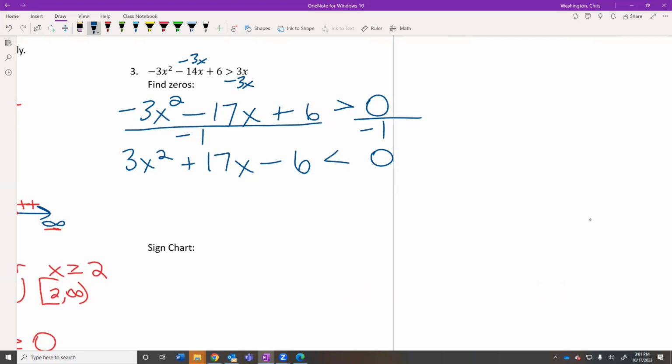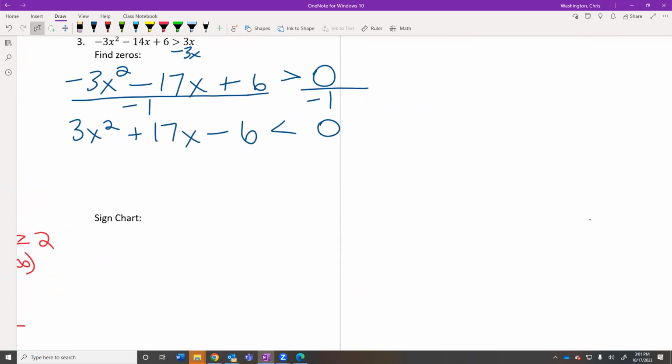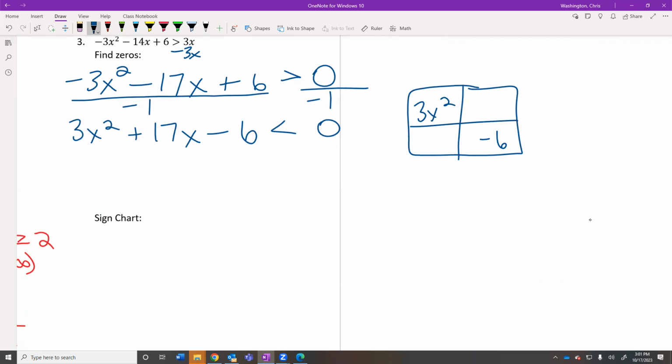If we're factoring, since I can't divide by the 3, we're going to need to use the box method this time. Since there's a number in front of the x squared, we can't just say, hey, what can I multiply to get -6 to add to give me 17? It's not going to work that way. So I taught you guys the box method. So this is one of those problems that we would need to go back to the box because there's a number in front of the x squared.